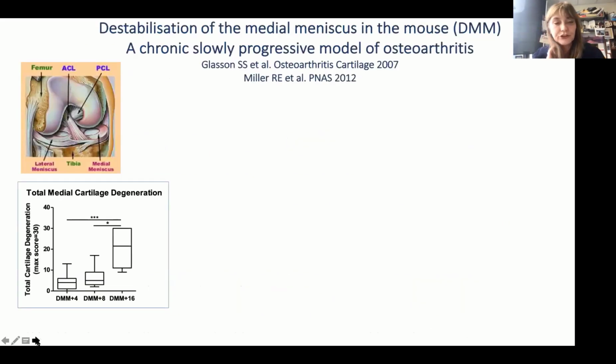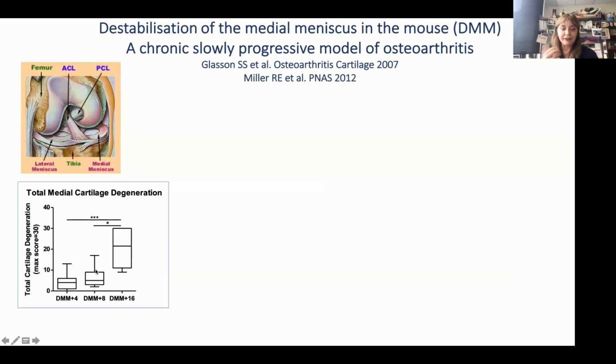So the model that we use mainly is one that some of you may be familiar with. It's called destabilization of the medial meniscus. We do it in a mouse. What we are doing in this model is we cut this ligament here, which is the medial meniscotibial ligament, and that is what stabilizes the medial meniscus. When we cut this ligament, we introduce a very, very slight instability in the knee, unlike, for example, when you cut the medial meniscus, which is a much more severe insult to the knee.